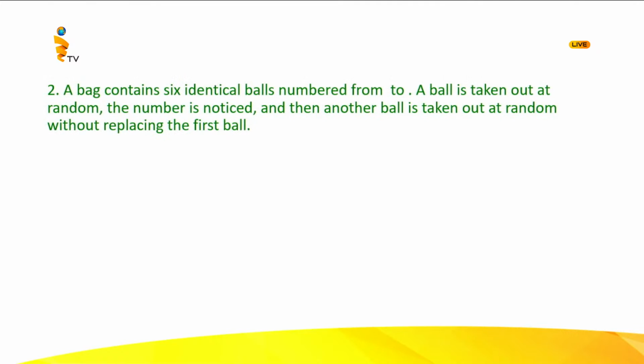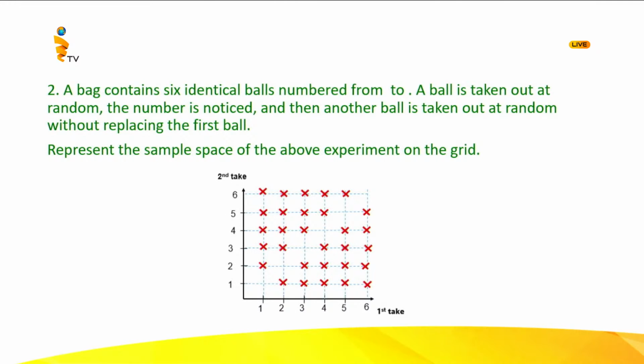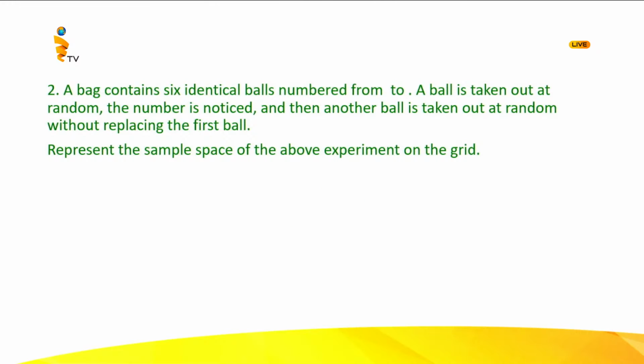Now, the question which appears in the 2019 paper is, a bag contains 6 identical balls numbered from 1 to 6. A ball is taken out at random, the number is noticed, and then another ball is taken out at random without replacing the first ball. So, there are 6 identical balls and they are numbered from 1 to 6. You are going to take a ball and note down its number, and you are not going to put it back.